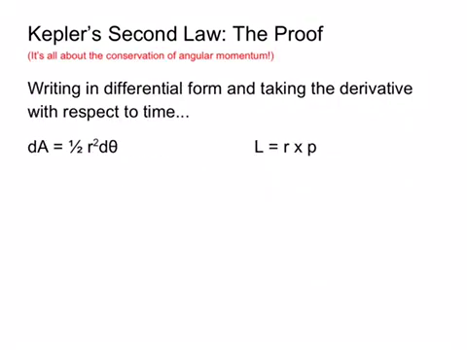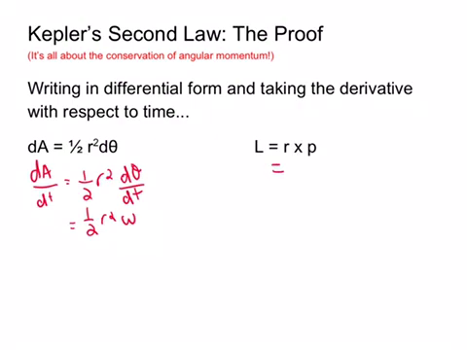So now let's complete the proof. If we write this in differential form, we have dA and d theta on the other side. When we take the time derivative of both sides, we start to see something that looks familiar from a previously finished unit that we did in rotational kinematics. That d theta/dt we can then write as omega. The thing about Kepler's second law is that it's actually a statement of conservation of angular momentum.